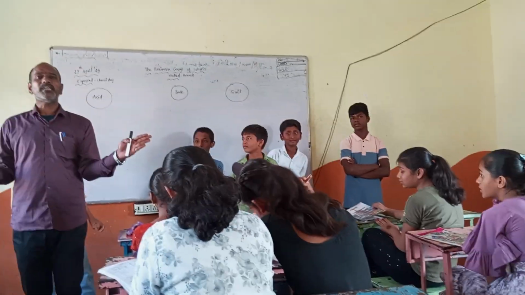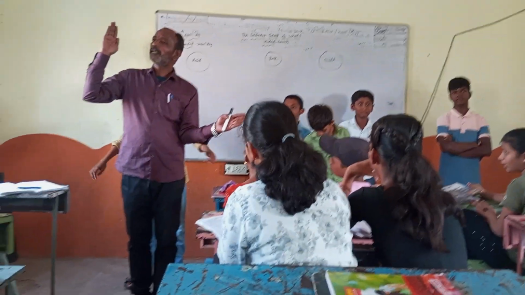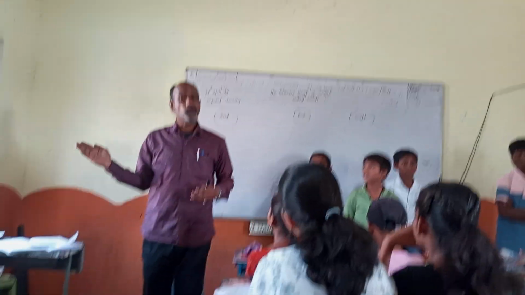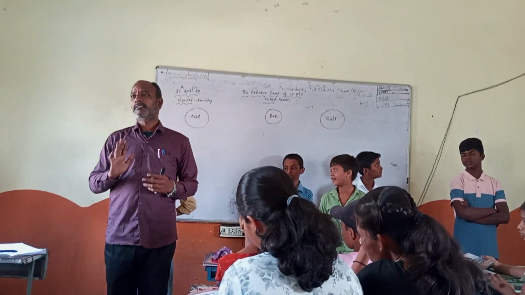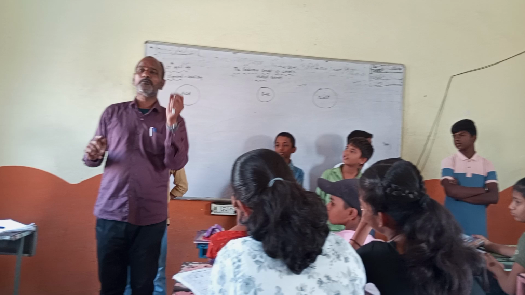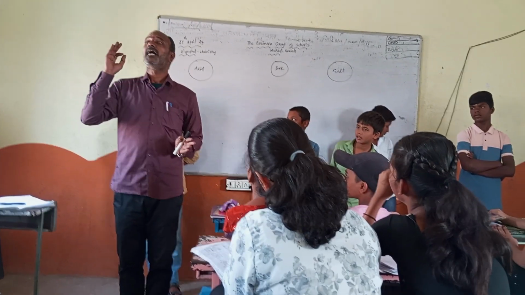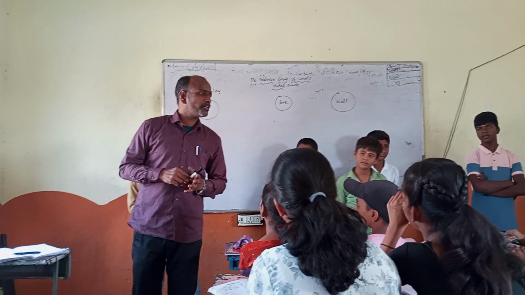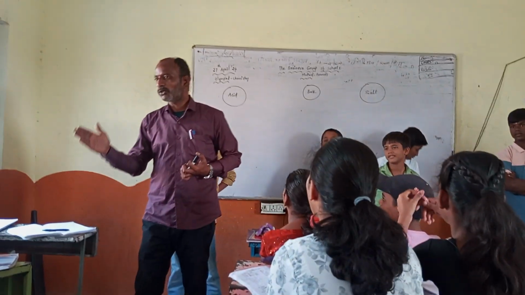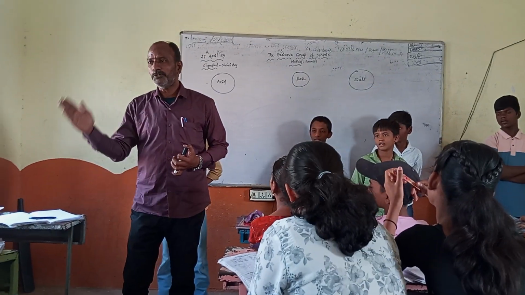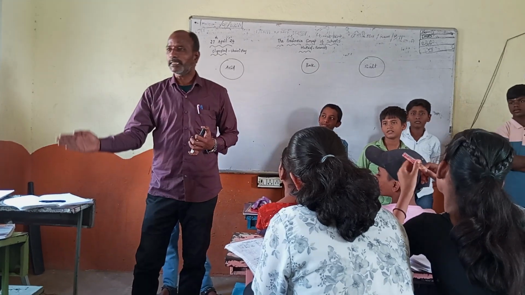The percentage of acid is more than water. The percentage of water is more than acid. The one where the percentage of acid is more than water is called concentrated acid. What are the examples for concentrated acid? Hydrochloric acid, sulfuric acid, nitric acid.